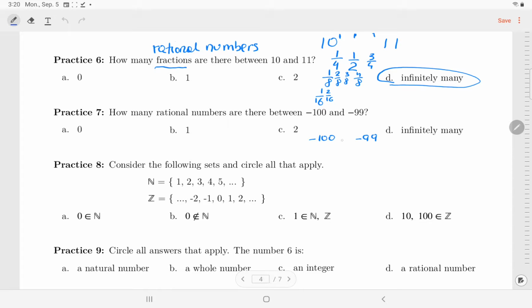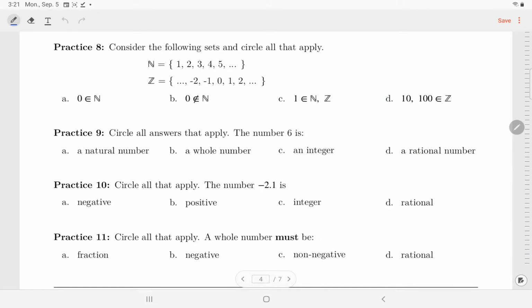Once again, we can split this into half, so -99 and a half, but then we can split it into quarters, and then eighths and sixteenths and thirty-seconds, and so on. So once again, we have an infinite number of rational numbers or fractions. In practice 8, we have two new symbols.